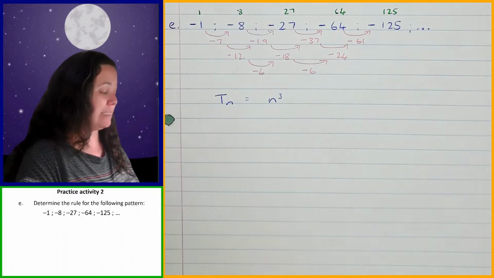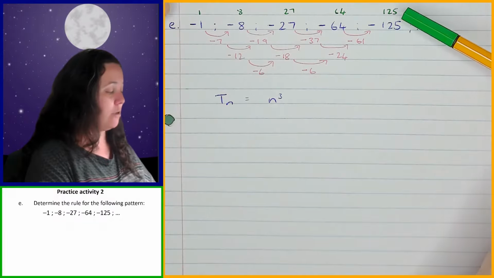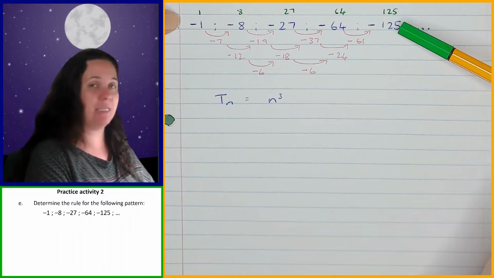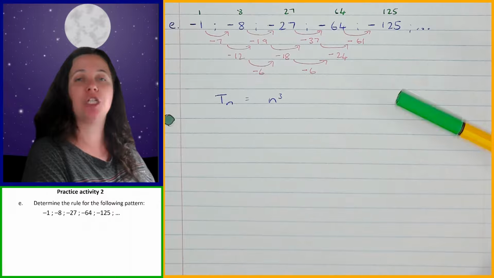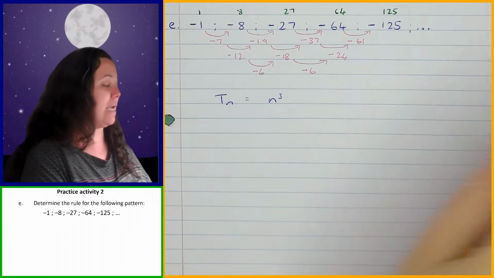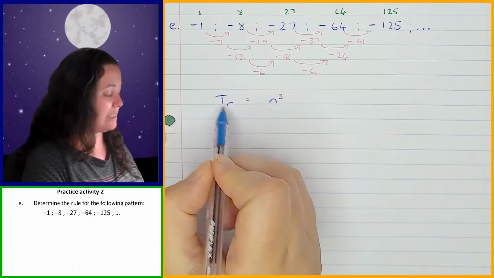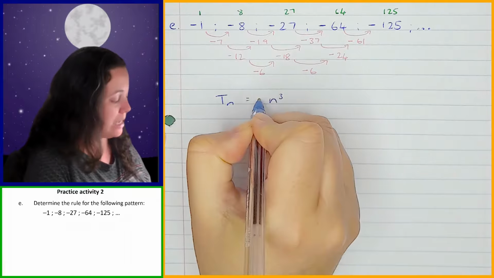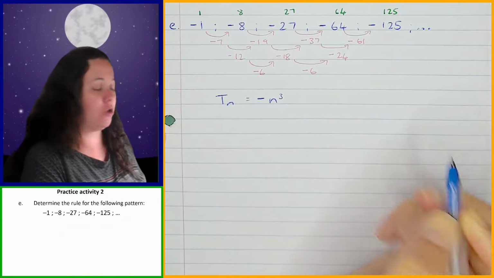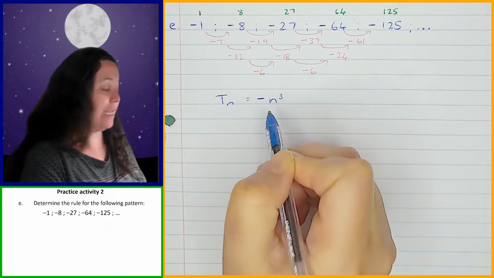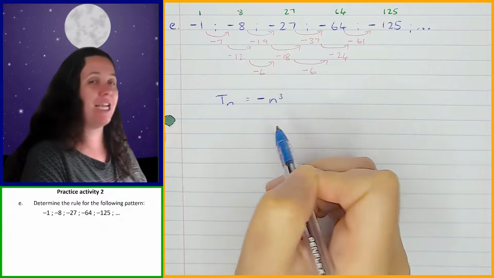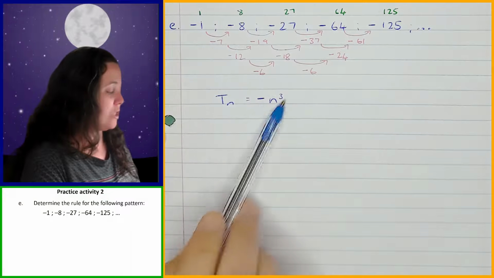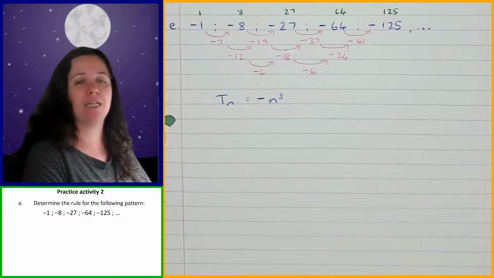Now, what that means is all I need to do to get from those numbers to these numbers is I need to change the sign. And how do we change the sign of something? We multiply it by -1. So that means that this is going to be Tn equals negative n cubed. So that I'm multiplying the n cubed by -1, or changing the sign of n cubed. So that is what your rule should have been for question E.